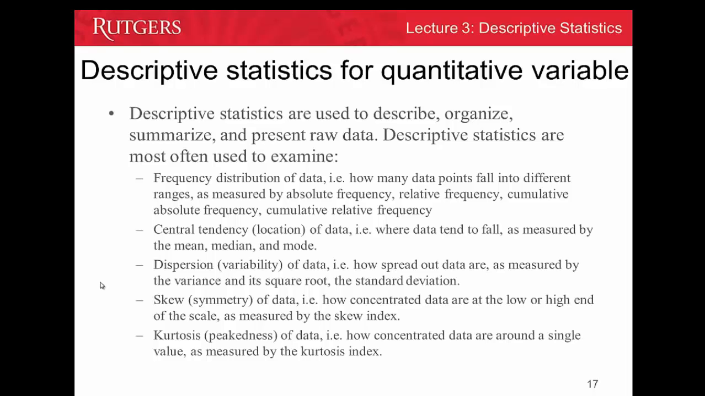Another kind of descriptive statistics for quantitative data is the kurtosis of data, which indicates the peakedness of data to show how concentrated the data are around a single value, and it is usually measured by the kurtosis index.